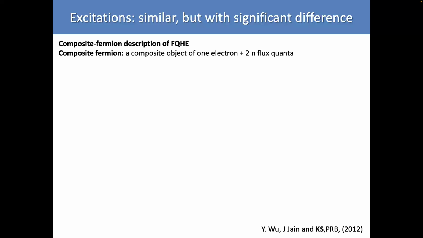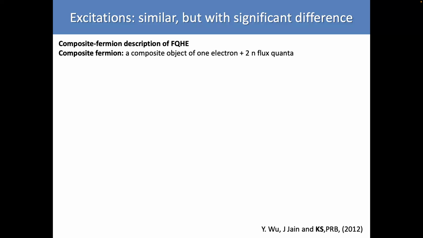So for excitation, the story is a little bit more complicated. Before I discuss the detailed physics of excitations, I need to introduce one theoretical tool, the so-called composite fermion description of the fractional Hall effect. A composite fermion is basically a composite object. It's made of one electron plus 2n, two times an integer, magnetic flux quanta.